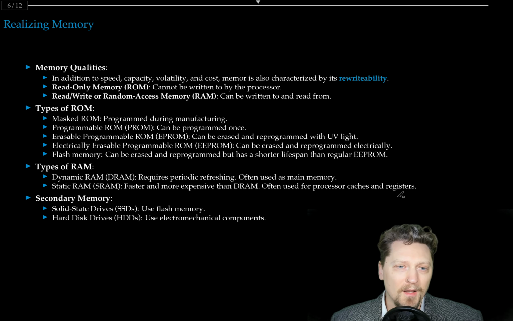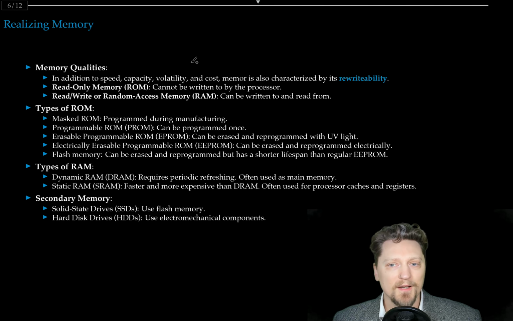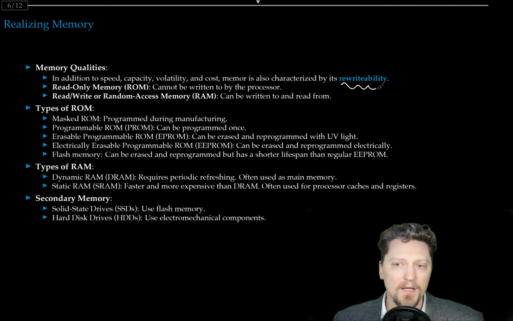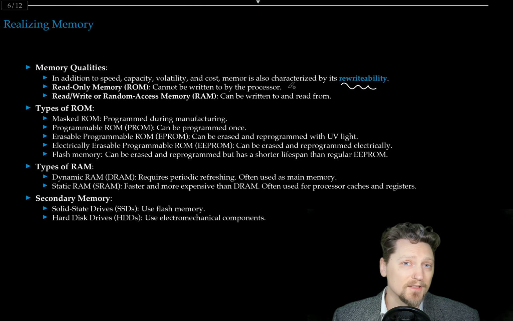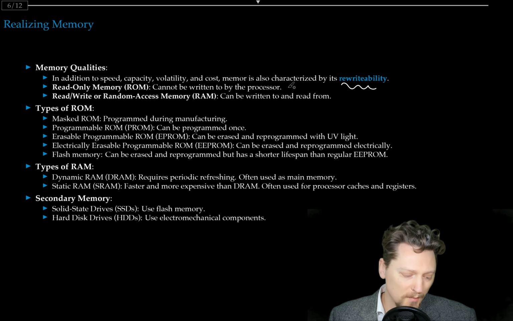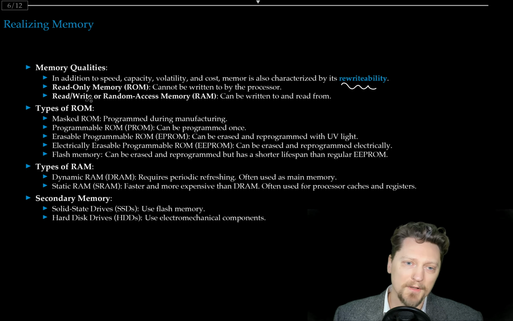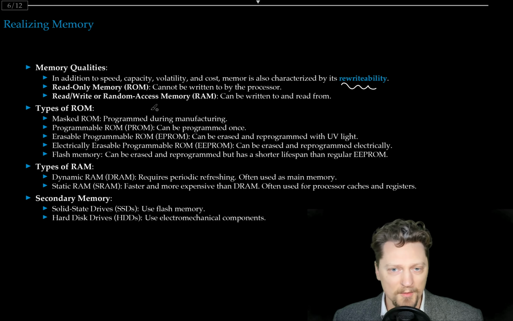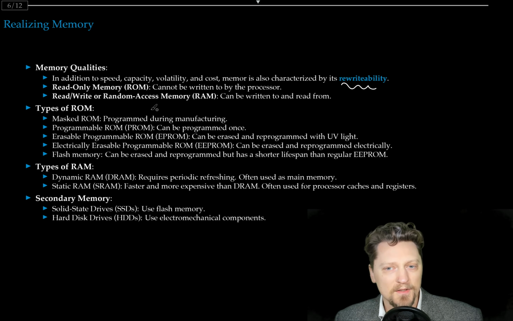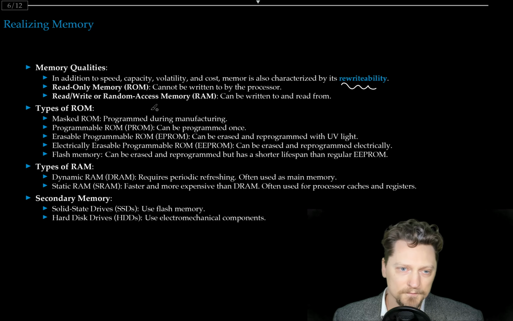Realizing memory. Memory qualities, in addition to the ones we've looked at already: speed, capacity, volatility, and cost. Memory is also characterized by its rewrite ability. Read-only memory cannot be written to by the processor, so we can't write to read-only memory. And read-write or random access memory, RAM, can be written to and read from.